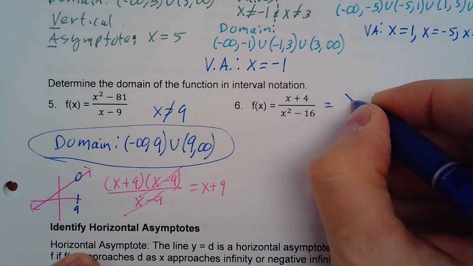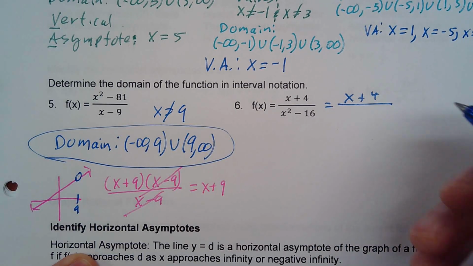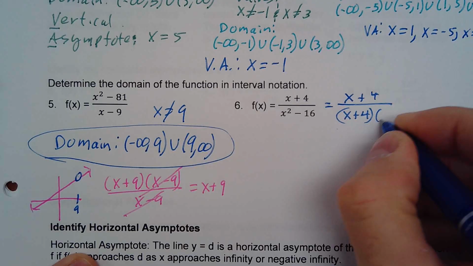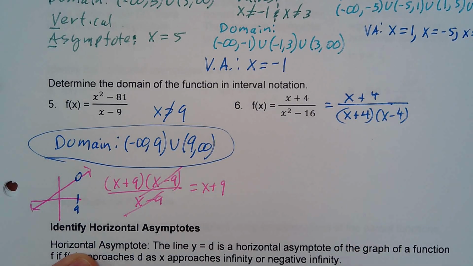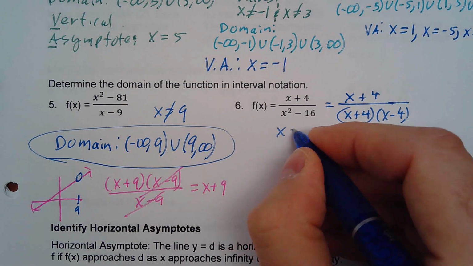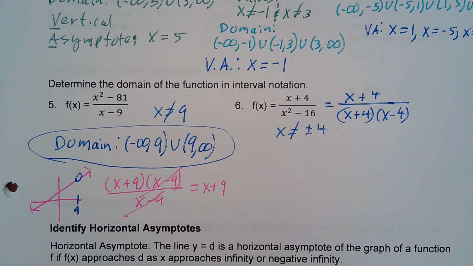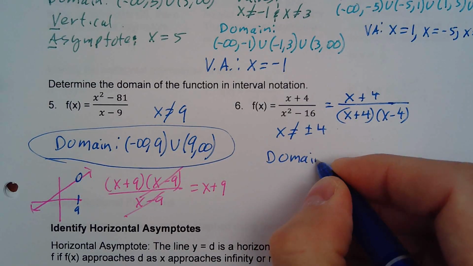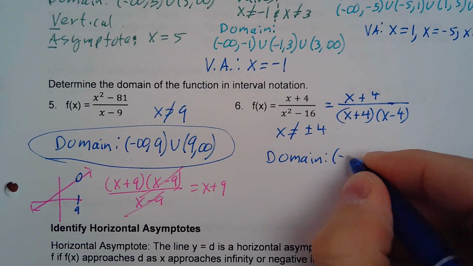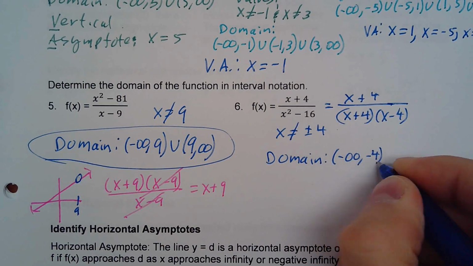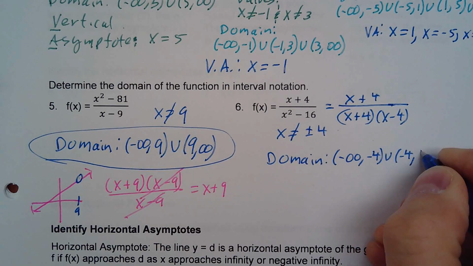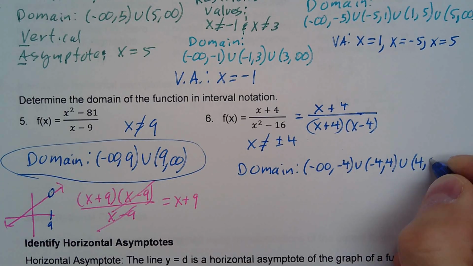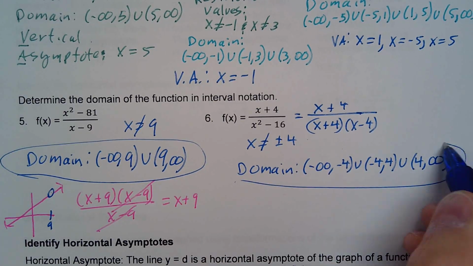Let's try this next one. Again, not concerned about the numerator, just the denominator. That's a difference of squares. That factors into x plus 4 times x minus 4. So my x here is not allowed to be equal to plus or minus 4. So in terms of my domain, it's negative infinity to negative 4, union negative 4 to 4, union 4 to infinity. And that would be my answer.